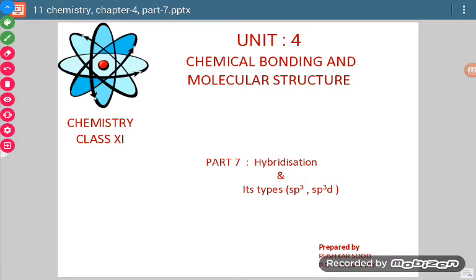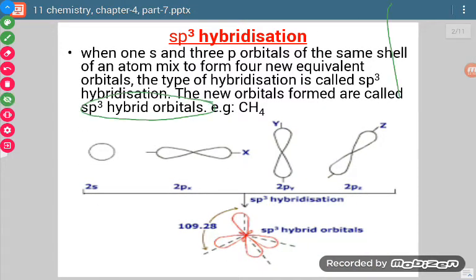Good morning students. So today we are going to discuss two more types of hybridizations, sp3 hybridization and sp3d hybridization. So first of all, let us discuss sp3 hybridization. Now see, in sp3 hybridization, just like we gave the definitions of all other hybridizations, we will say that one s and three p orbitals will combine to form 4 new orbitals, and those 4 new orbitals will be termed as sp3 hybridized orbitals, and they will be having equivalent energy and shape.